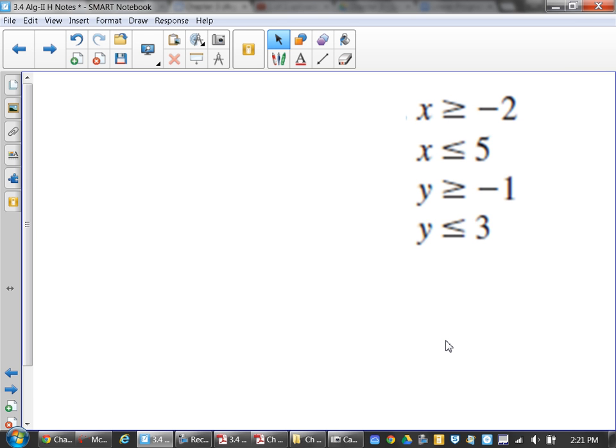So we're going to bound this region. All of them are going to be solid lines, correct? So you have x is greater than or equal to negative 2, x is less than or equal to 5, y is greater than or equal to negative 1, and y is less than or equal to 3. Pretty straightforward.